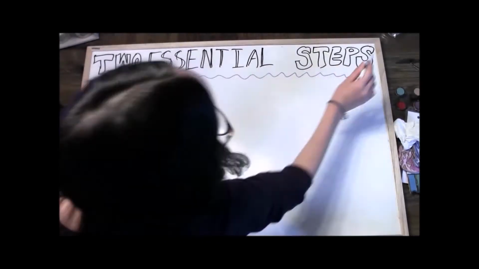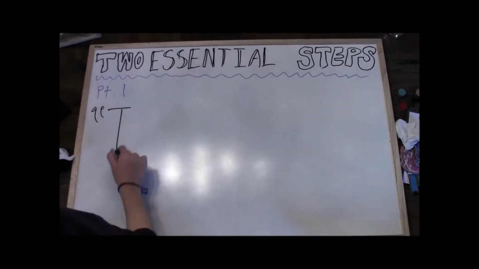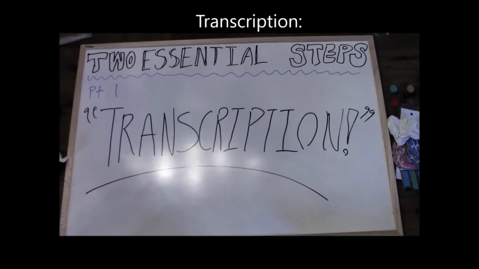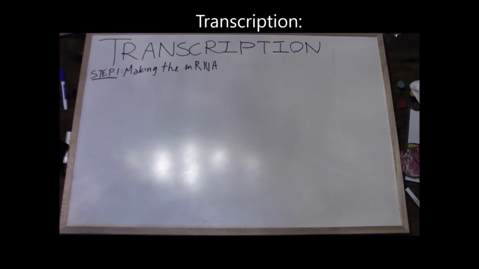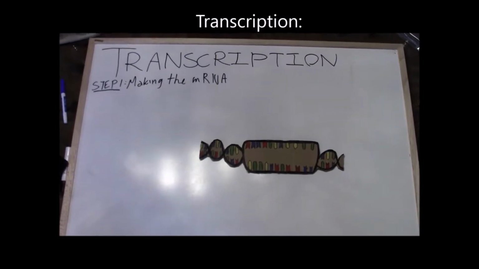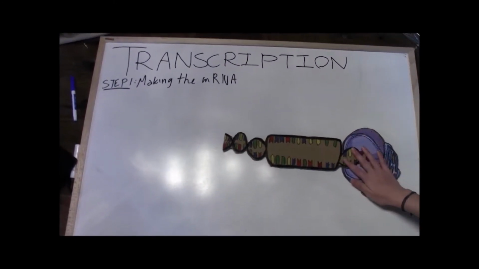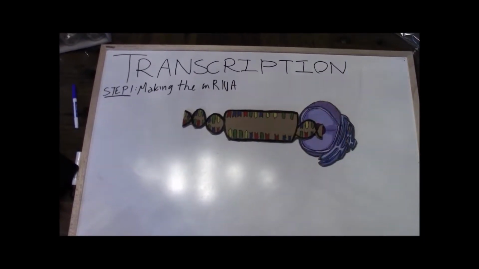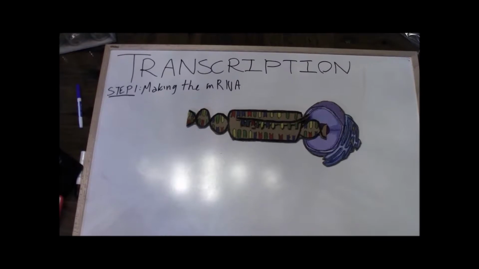In protein synthesis, there are two essential steps that are involved in the making. The first step we will be discussing is called transcription. The first step of transcription involves the DNA. Enzymes called RNA polymerase start the process of transcription by unzipping the DNA and inserting the RNA nucleotides into place.